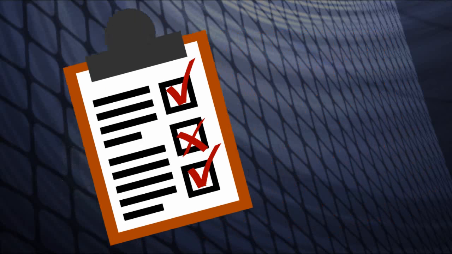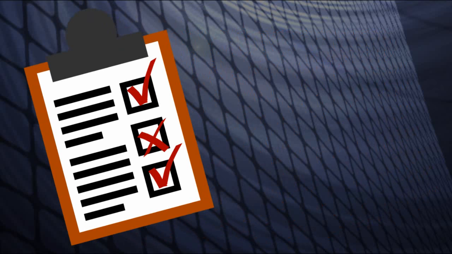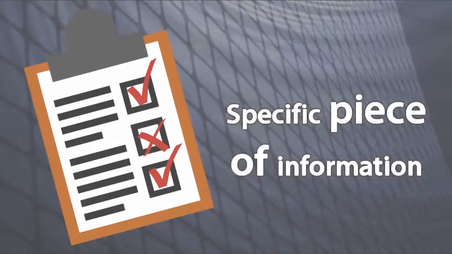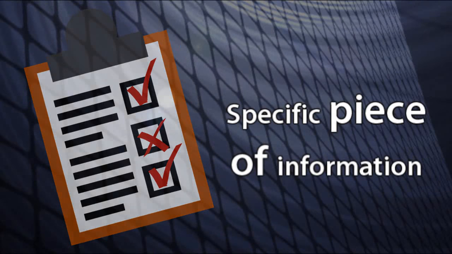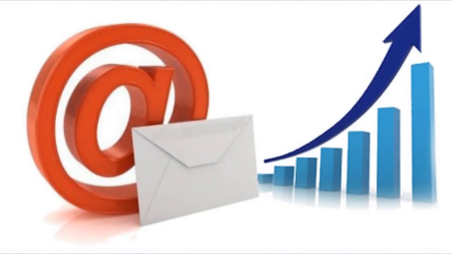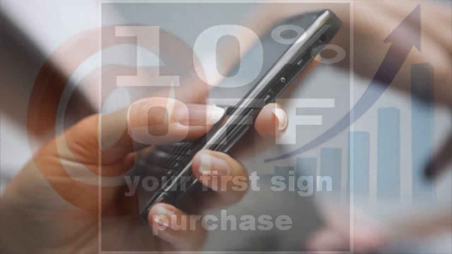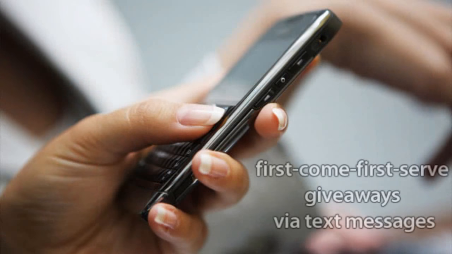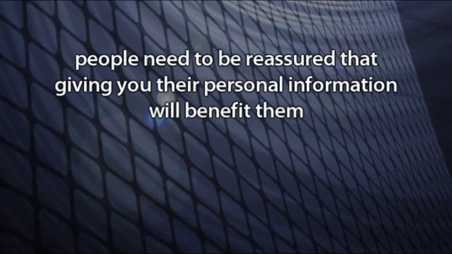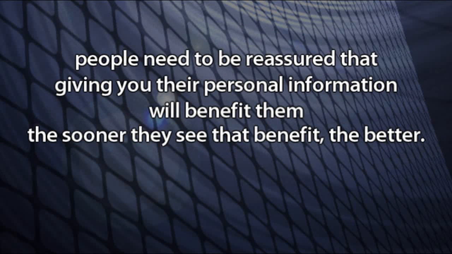But other than that, make sure that you have communicated to them the reason that you are asking for a specific piece of information. For example, if you want to collect an email address, offer to email them a coupon that they can use on their next visit. If you want to collect a cell phone number, let them know that you offer first-come, first-served giveaways via text messages. The point is, people need to be reassured that giving you their personal information will benefit them, and the sooner they see that benefit, the better.